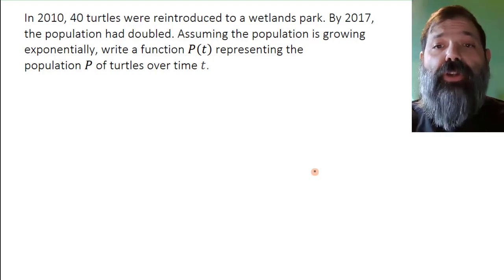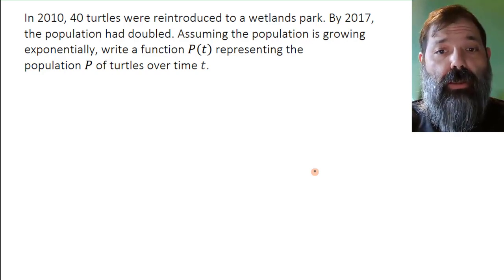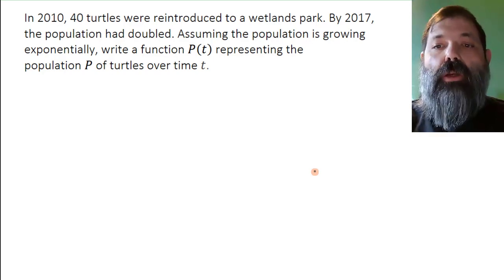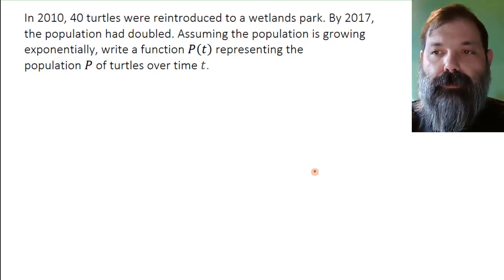In 2010, 40 turtles were reintroduced to a wetlands park. By 2017, the population had doubled. Assuming the population is growing exponentially, write a function p of t representing the population of turtles over time t.